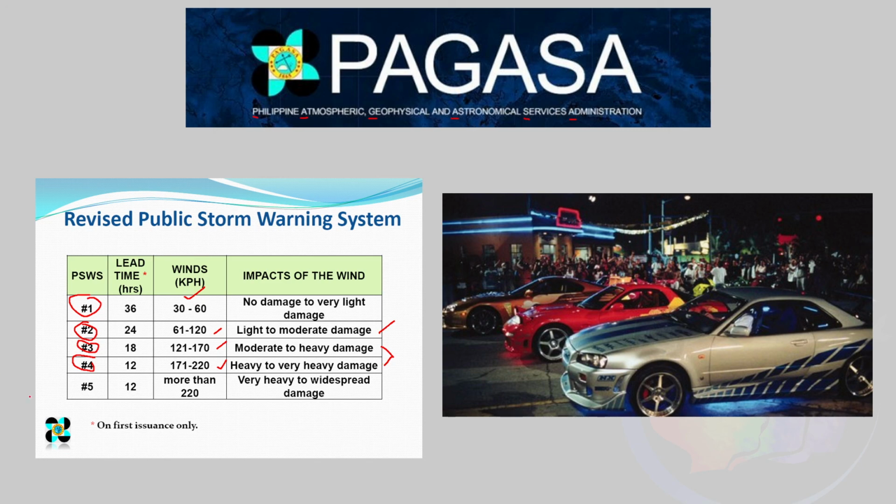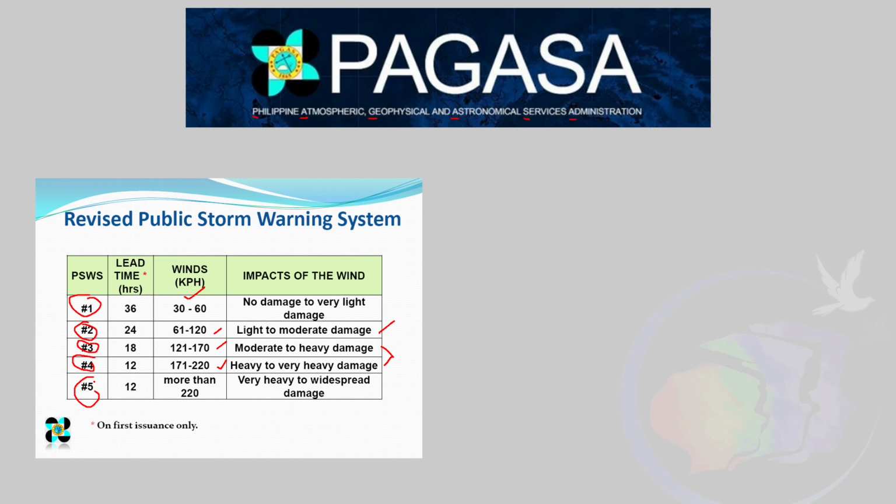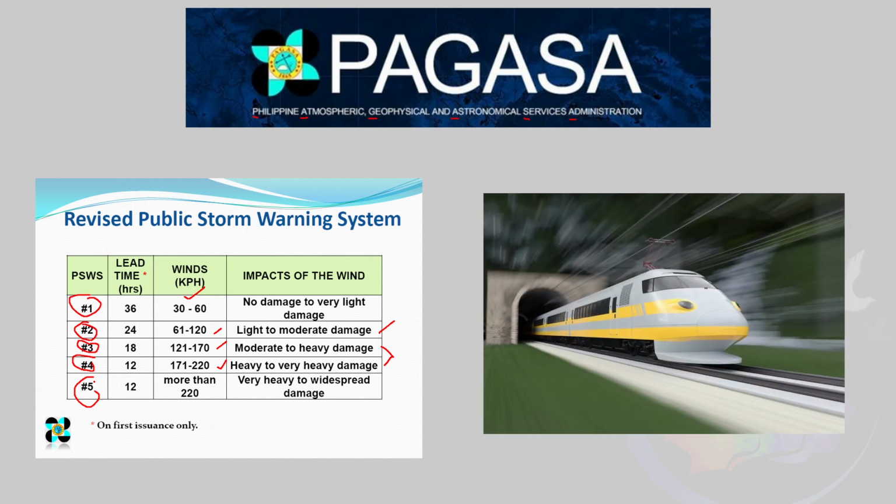Okay, and signal number 5, very heavy to widespread damage. So, ibig sabihin, this speed can go as fast as a train. Mga train that you can find in Japan, in other places, where their trains can actually go very fast. It can go over 200 kilometers per hour. So, these are the basic, parang basis lang natin, what our agency, which in this case is PAG-ASA, makes use of as basis to let people know what this certain region experiences.